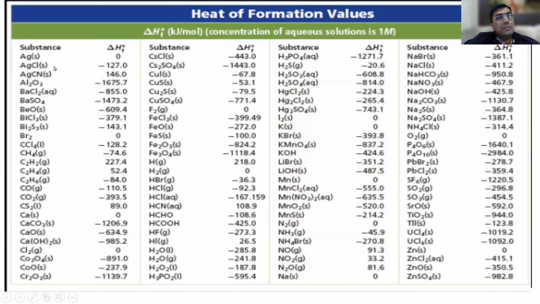See the table here, in tabulated format. You can see elemental silver, its heat of formation is zero. Similarly bromine, it is zero. Calcium, zero. Chlorine, these elements are gases, they're all zero. F2, zero. H2, zero. I2, zero. Potassium, zero. O2, zero. Zinc, zero. Sodium, zero. So heat of formation is zero for elemental forms. Try to understand this.